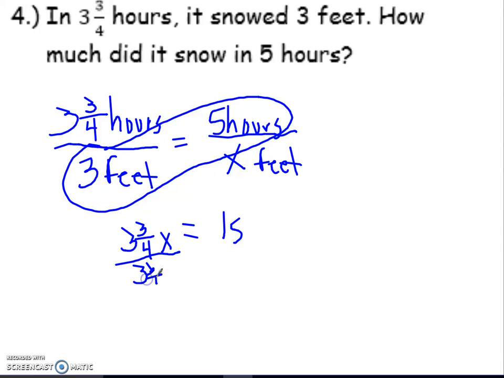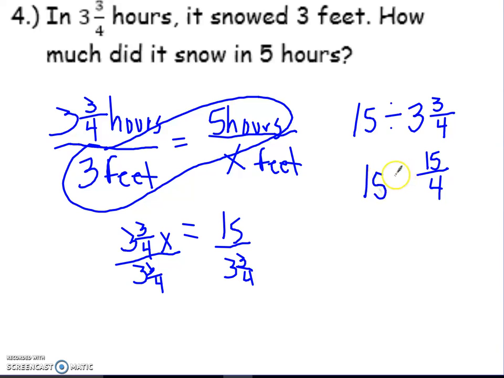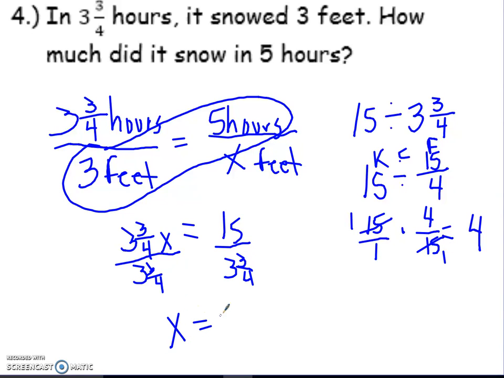Now we can either turn 3 3/4 into a decimal and divide, or we can divide the complex fraction. So if we do 15 divided by 3 3/4, we got to make it improper. 4 times 3 is 12. 12 plus 3 is 15/4. So we need to keep it, flip it, change it. So we have 15 over 1 times 4/15. We can simplify the diagonal, and we get 4. 4 feet of snow.